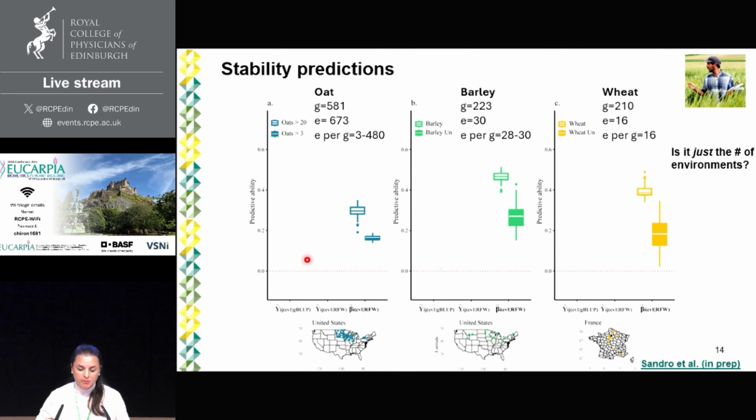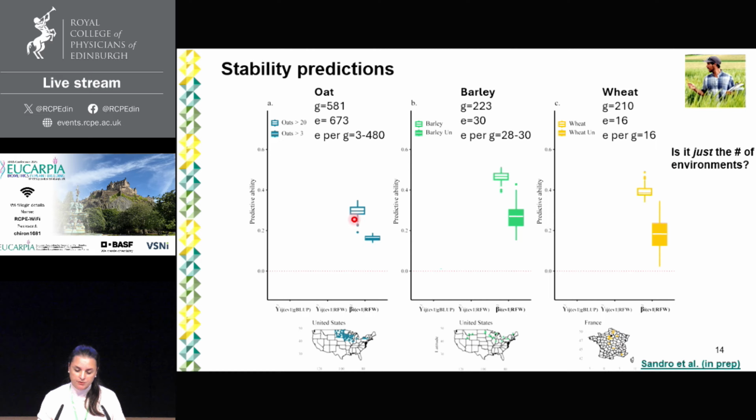So we went back and we did 2 things. One is for the completely balanced data set, we unbalanced it and put in more missing data, about the same as here, and you could see the decrease in the predictive ability. The other thing is that we trained our model with only genotypes that have been tested in more than 20 environments, and you can see that the predictive ability increased here for oats. So that was reassuring.